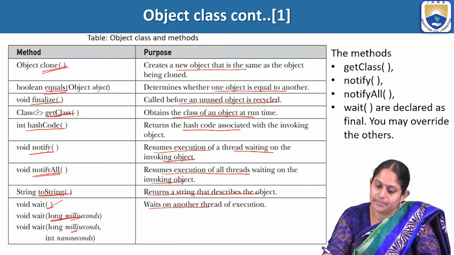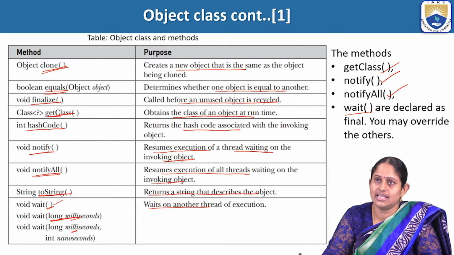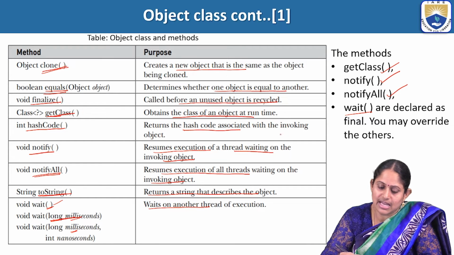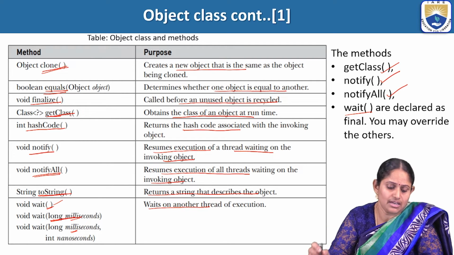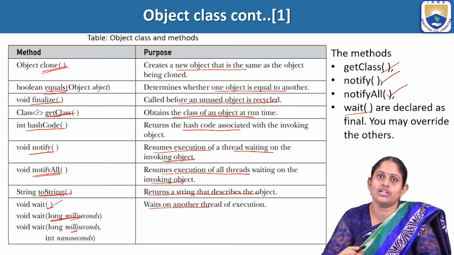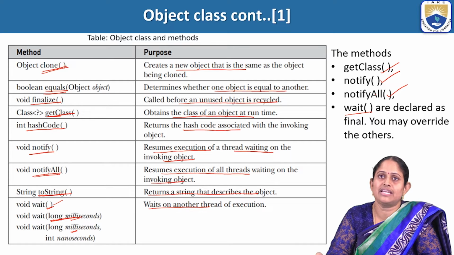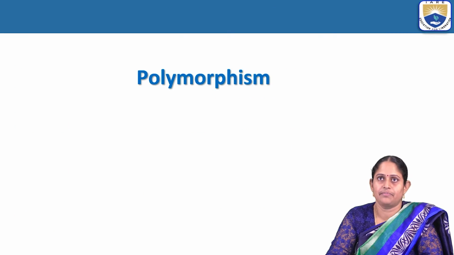Of these, the get class, notify all, and wait methods are all final. Since they are final, they cannot be overridden in the child class. Whereas the other methods, mainly the toString method and the equals method, are not final methods, so you can override those methods according to your implementation requirement. So this is the object class, which is the parent class of all the classes in Java.